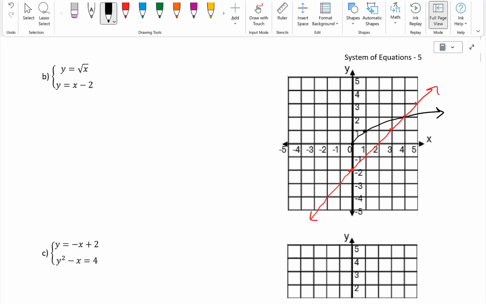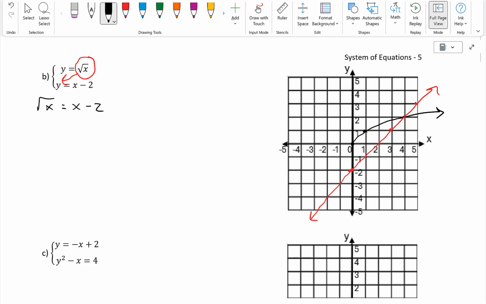But I want to show you a substitution here so we can see what happens and talk about these extraneous solutions as well. We have y equals root x and y equals x minus 2. Both are already solved for y. So really we're just setting them equal, but you can think we're taking this root x that's equal to y and substituting it into our other equation. So root x equals x minus 2.